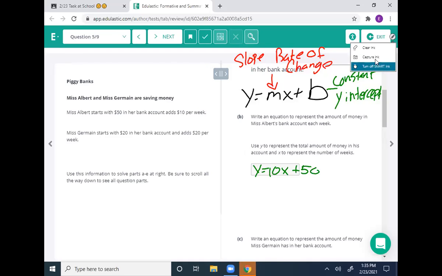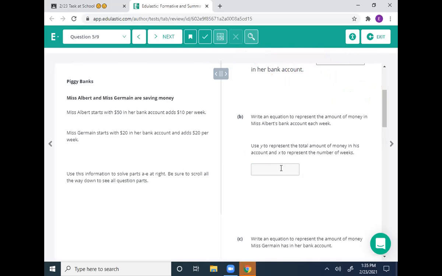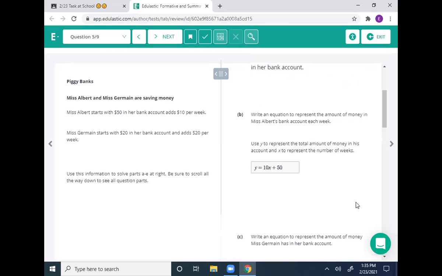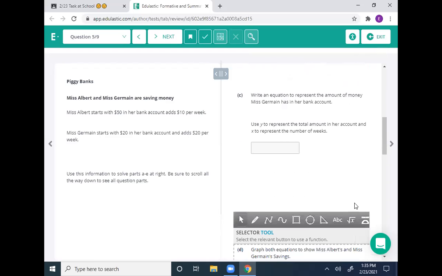I don't know why Aaliyah is coming in and out the whole time. I don't understand. She could be having connection problems. It sometimes happens to me. Y equals 10x plus 50. Aaliyah, how you doing, buddy? I see that you're coming in and out. Are you having internet problems? What's going on? Let me know in the chat, please. Nice job.